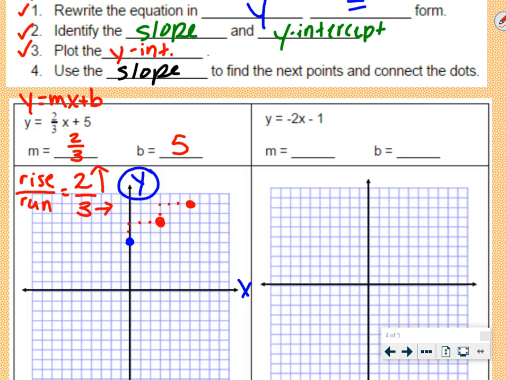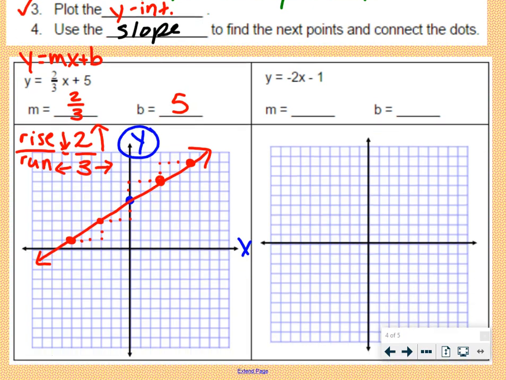Now, if we wanted more points on the graph than just 3, we would go backwards. So the opposite of up 2, right 3, would be down 2, left 3. So we can also go down 2, left 3. Down 2, left 3. And that also gives us points on the graph. So if we connect all those points, it gives us a nice straight linear function.